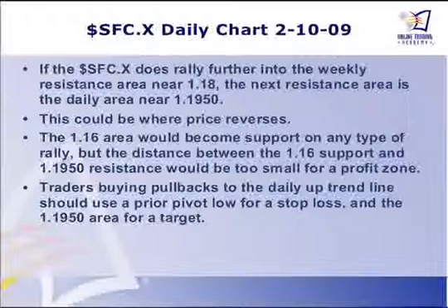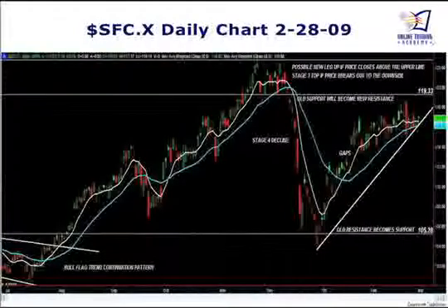Okay, traders trying to buy pullbacks to any kind of uptrend lines during this point of time should use a pivot low for a stop loss and the 119.50 area for a target. So when we look at our daily chart, we were testing this trend line at the time, and there was our 119.50 area where the resistance was. Not really much of a profit opportunity for a long trade, so I always want to point that out.